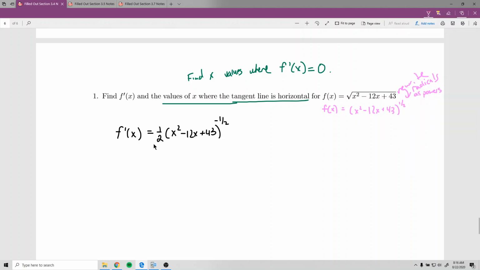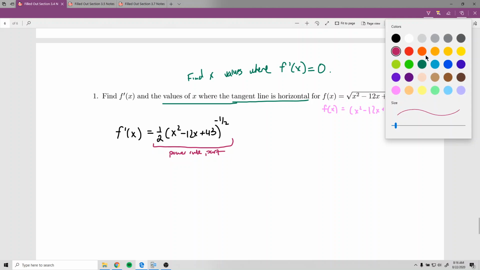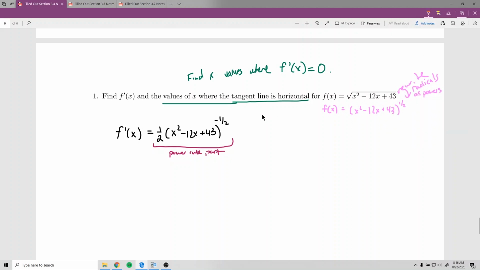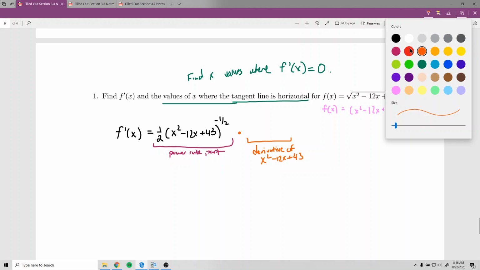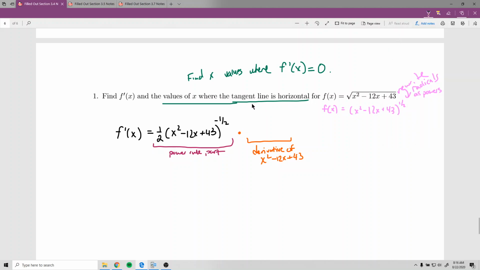So this is the power rule part. And what we cannot forget is since the inside is not x, we must multiply by the derivative of the inside. So the derivative of x squared minus 12x plus 43. And the derivative of x squared minus 12x plus 43 is 2x minus 12.